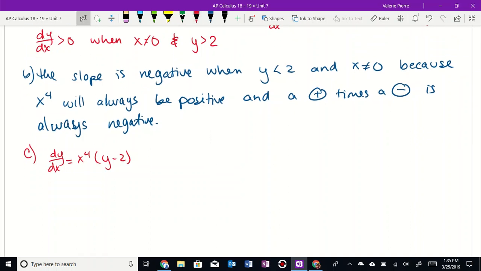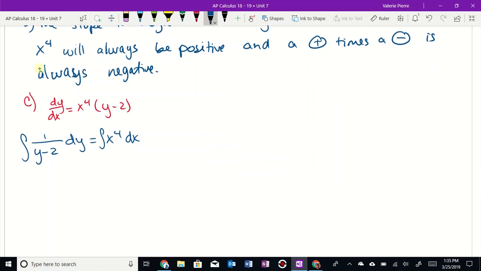So first step in solving a differential equation is to separate our variables. So we have 1 over (y minus 2) dy equals x to the fourth dx. And then we integrate. So when we integrate the left side, the derivative of y minus 2 is 1, right? So that means that this is an ln function. So ln of the absolute value of y minus 2 is equal to, and then find the antiderivative of this. That's x to the fifth times 1 over 5, plus c.